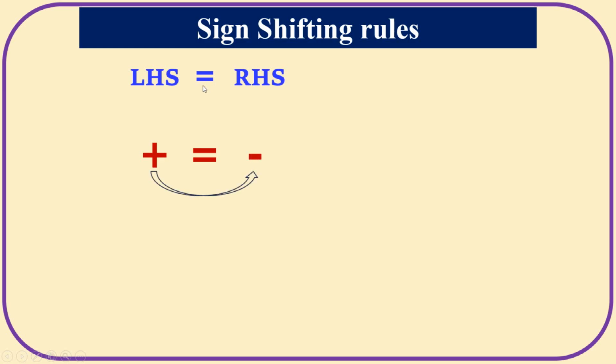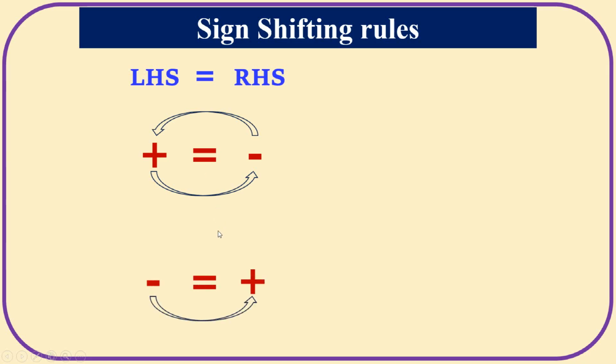If you have a positive sign on the left and move it to the right, it shifts and becomes a negative sign. Conversely, if you start with a negative sign and shift it over, it reverses into a positive sign. They are perfect opposites. The exact same logic applies to multiplication and division.